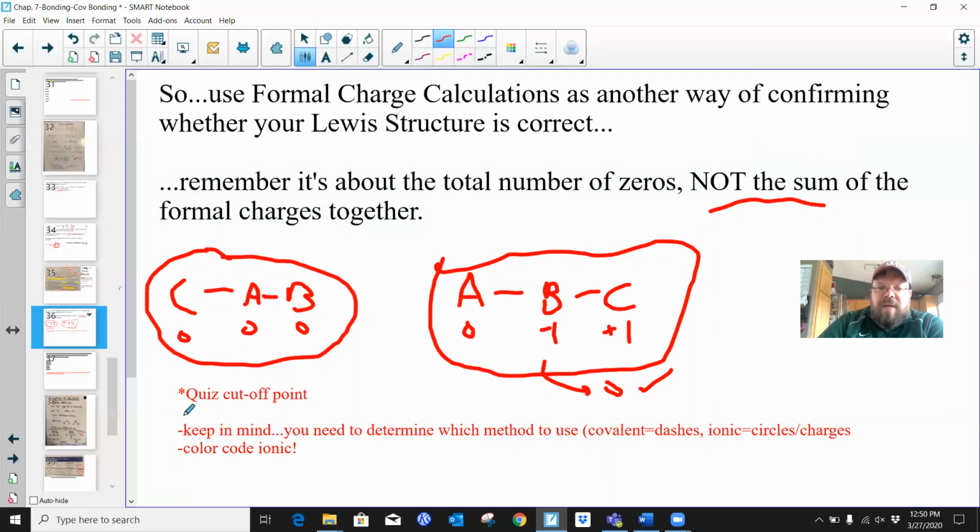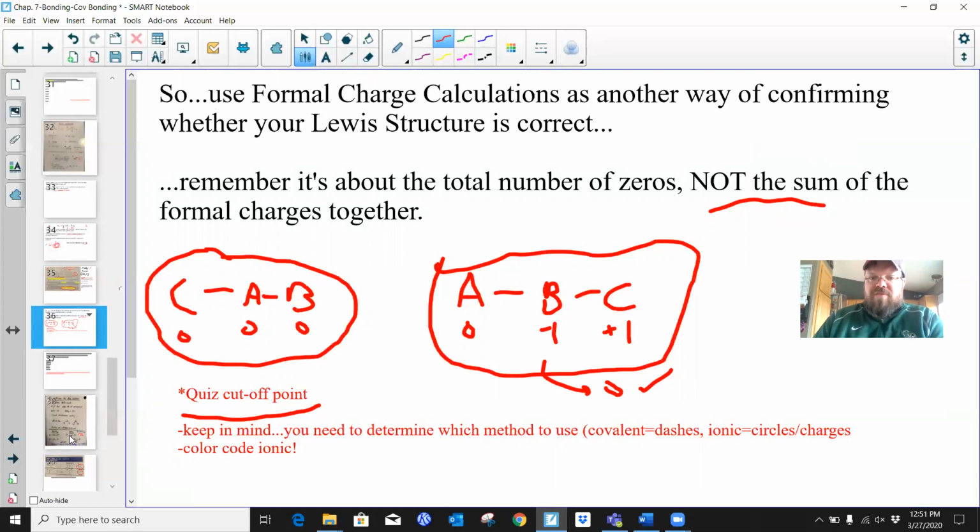Now, this is the quiz cutoff point, really, at this point. Now, don't get me wrong, tomorrow we're going to end up starting some other things, moving our way into, what do we got next on my list here? We're going to talk a little bit about exceptions to the octet rule, expanded octets, some things to look out for in the remainder of the week. But this is the quiz cutoff point.